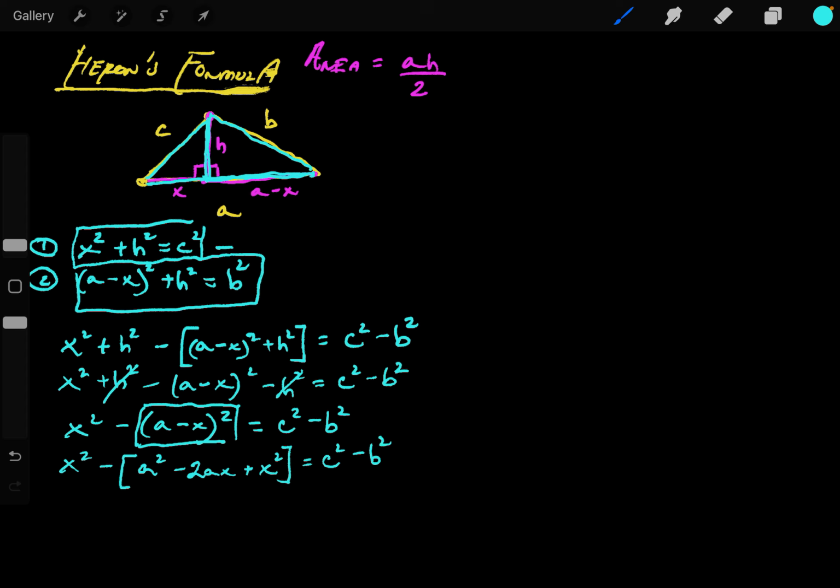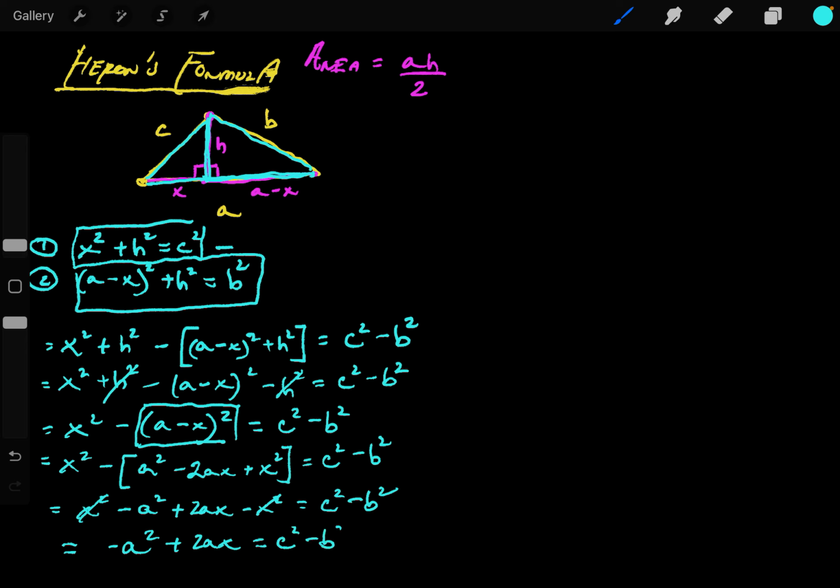And then I distribute the minus. So distributing the minus, I get x squared minus a squared plus 2ax minus x squared is equal to c squared minus b squared. And then the x squareds cancel. You get negative a squared plus 2ax is equal to c squared minus b squared. And the whole purpose of this is to solve for x. That's the whole point of this. That's the first big hoop you've got to jump through. Why are we solving for x? I don't know. Let's see why.